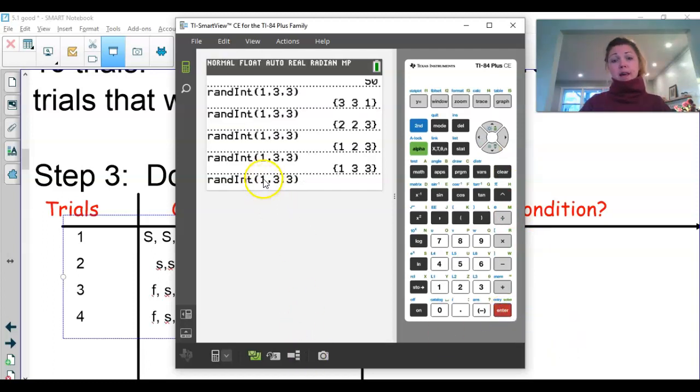Again, if you have the old calculator, when you hit rand int, you'll just see rand int with this parenthesis here. You hit 1, comma, 3, comma. So because I'm generating numbers 1 through 3, and then I'm generating 3 tickets. And I hit enter. So I have 1, 2, 1 there for my 5th one. So I'm going to pause it right now and I'm going to do my 10 trials. You go ahead and do the same thing.